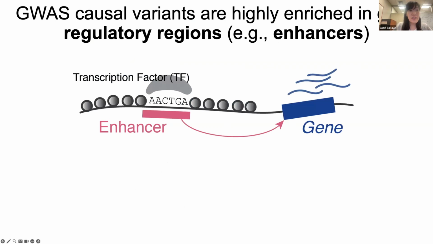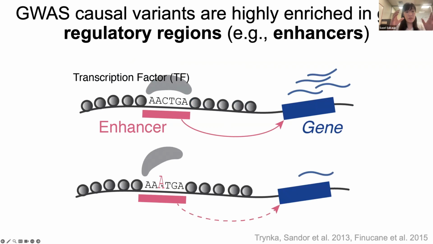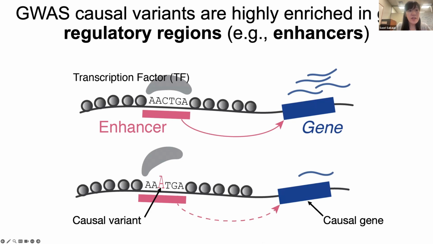So we know that GWAS causal variants are highly enriched in the non-coding genome, especially in the gene regulatory regions, or what we call enhancers. So if you have a genetic variant within an enhancer, your transcription factor binding would be slightly inhibited. That causes decreased expression of the target gene. And in this case, you can map a causal variant within an enhancer that inhibits the transcription factor binding, and also the causal gene that is being regulated by this variant and by this functional enhancer.